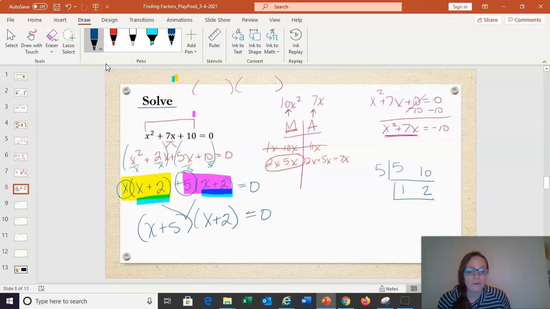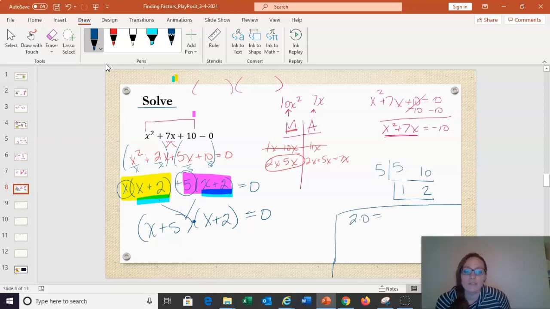Okay, so I have a very important sort of big thinking question for you guys. Look at this. We have two things that are multiplied together to give us 0. This times this. Two big things. X plus 5 times x plus 2 equals 0. So when you multiply two things together and you get 0, what do you know about at least one of the things? What does one of those values have to be?